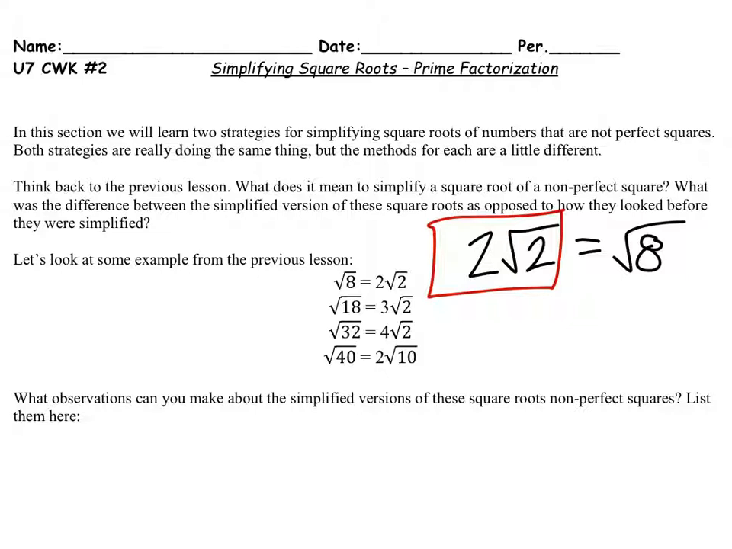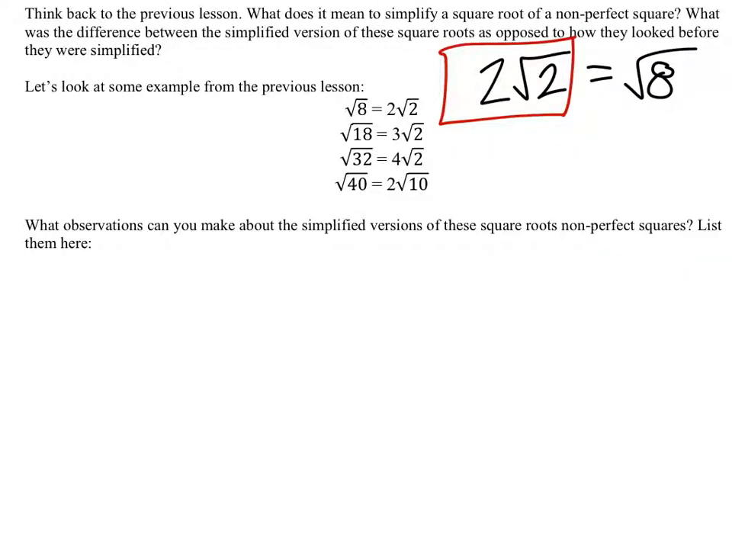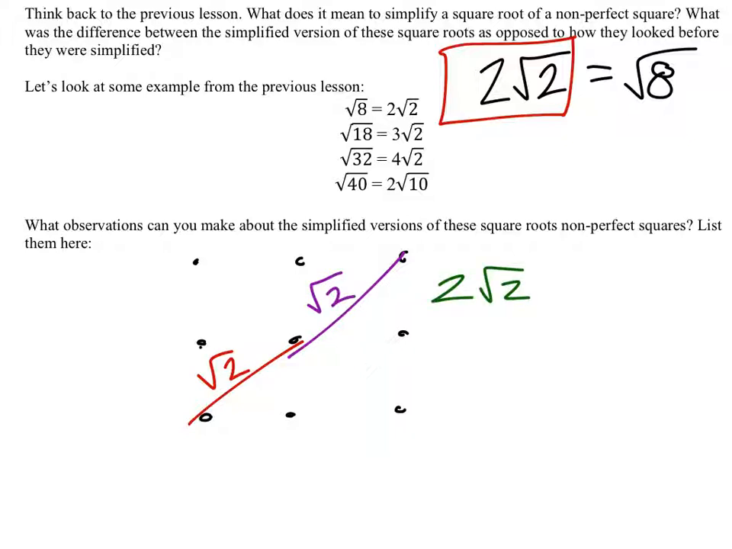Alright, what observations can you make about the simplified versions of these square roots, not perfect squares? List them here. We did kind of explain these. It's kind of like breaking these up into a certain amount of square roots of 2 or square roots of 10. And again, we saw that on the graphs. So if I had these 4 dots and then I connect them this way, and then I have more dots like these, and this one was the square root of 2, but if I extended this line, then I have another square root of 2, which is why we would have 2 square roots of 2, like this, okay?